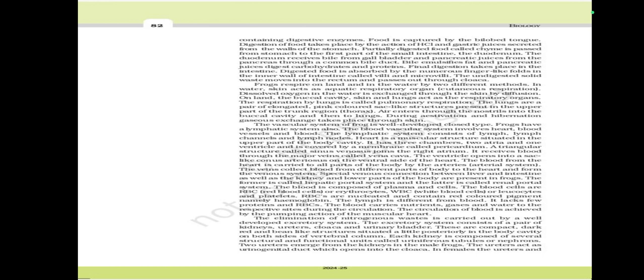Frogs respire on land and in the water by two different methods. In water, the skin acts as an aquatic respiratory organ, called cutaneous respiration. Dissolved oxygen in the water is exchanged through the skin by diffusion. On land, the oral cavity, skin, and lungs act as the respiratory organs. The respiration by lungs is called pulmonary respiration.